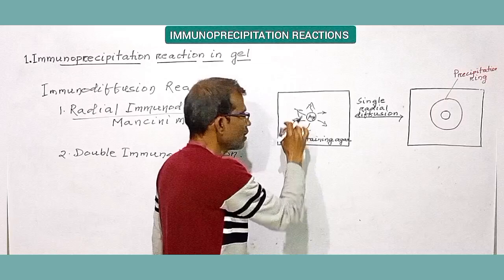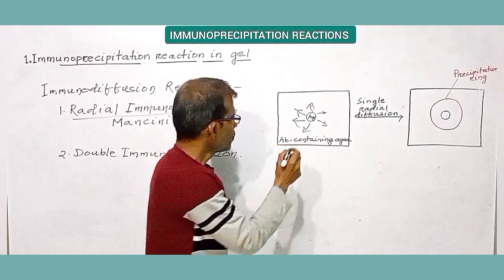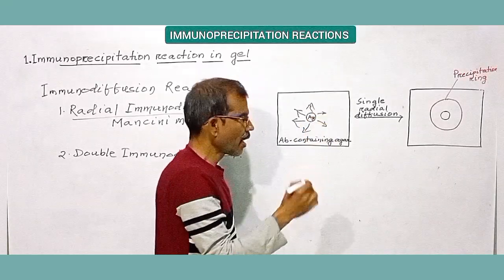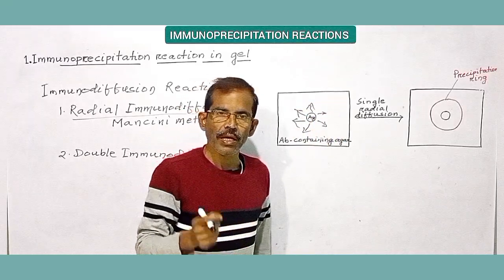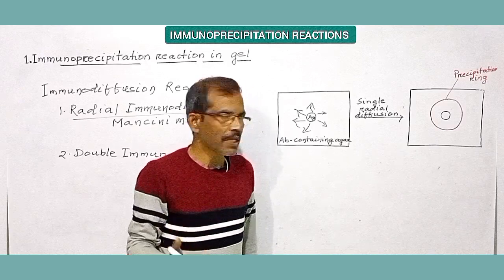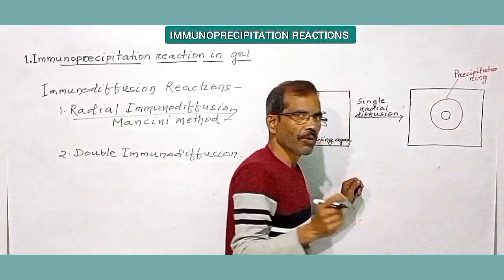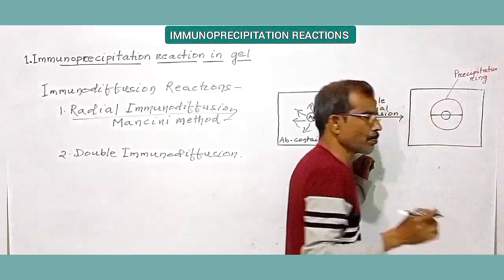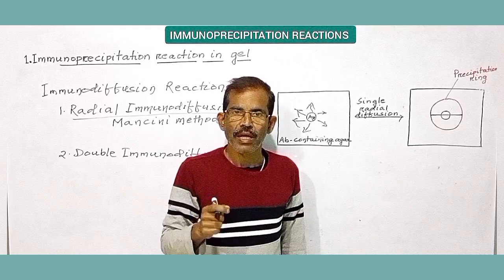This is the gel in which antibody is uniformly distributed. So antigens present in the sample move radially outward and in the zone of equivalence, because antigen and antibody are in equal proportion, maximum precipitation takes place and a precipitin ring is formed around the well. The diameter of the precipitation ring is proportional to the concentration of antigen present in the sample.